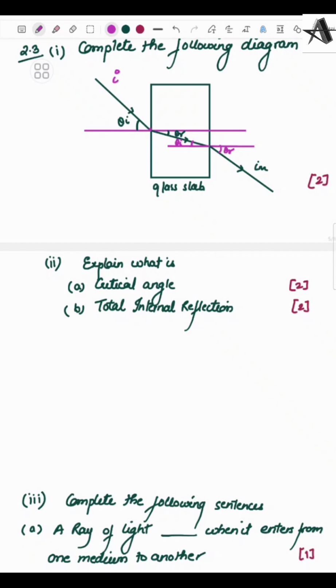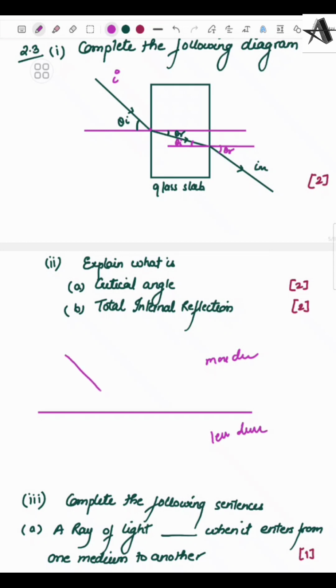It says explain what is critical angle. See, critical angle is an angle in the phenomenon of refraction. They are asking in terms of refraction. So suppose this is a slab or a particular medium. Specifically when light enters from denser medium to less dense medium, this is important. That means when light is entering from this to this, then only this phenomenon will occur. So say for example, these are two different mediums. Let's say this is more dense medium and this is less dense medium.